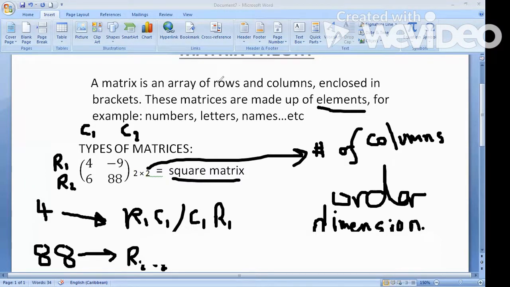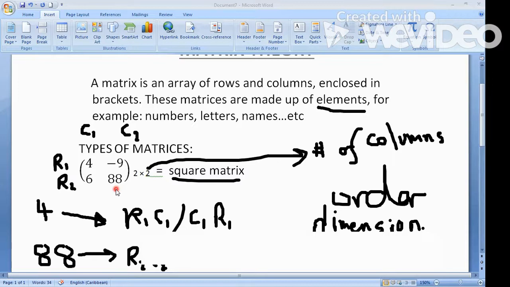All right. Let me quickly explain to you and others for those joining. We're looking at matrices. A matrix is an array of rows and columns enclosed in brackets, and these matrices are made up of elements, for example, numbers, letters, names, etc. So basically, a matrix is just an array of rows and columns. See there, we have row 1, row 2, column 1, column 2.